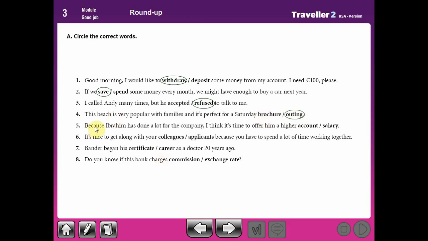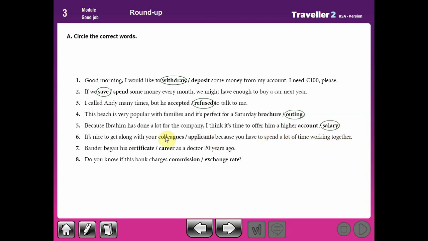Because Ibrahim has done a lot for the company, I think it's time to offer him a higher account or higher salary. Offer him a higher what? To give him extra money. So when I talk about money, I'm talking about your salary, what you take by the end of each month, right? It's nice to get along with your colleagues or applicants, because you have to spend a lot of time working together.